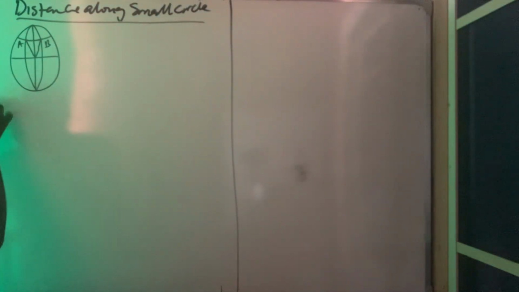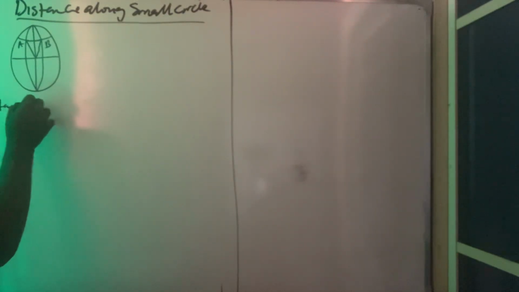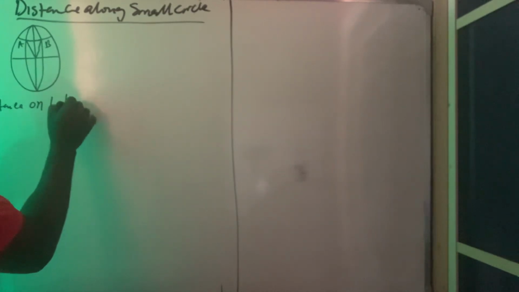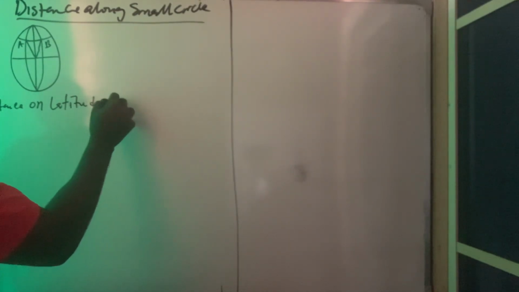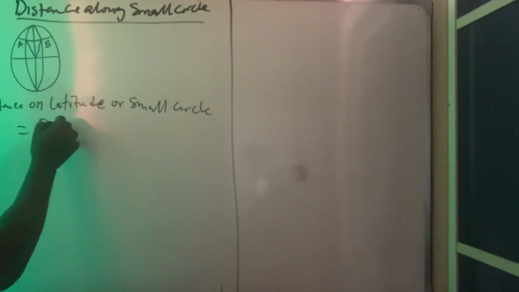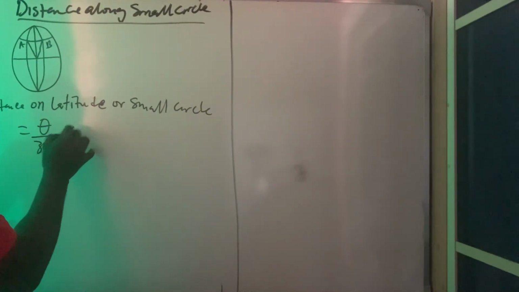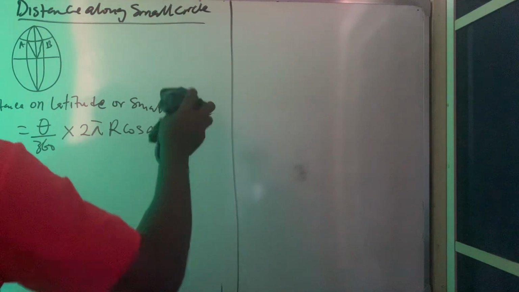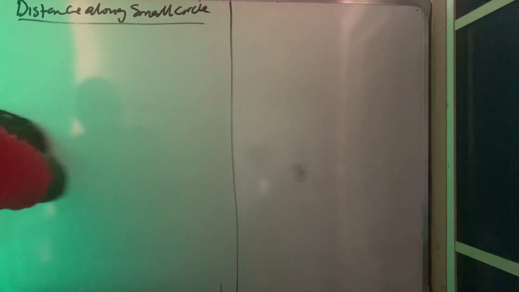And the formula for distance on latitude, or small circle, is equal to theta over 360 times 2 pi big R cos alpha. The only difference between them is that in the small circle you must put cos alpha, and that's all. Very, very simple. So let us solve some questions to illustrate that.